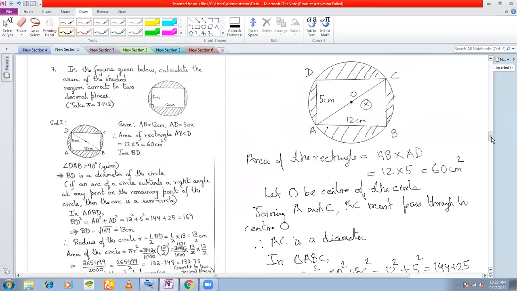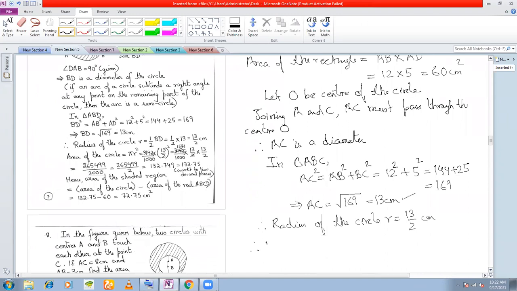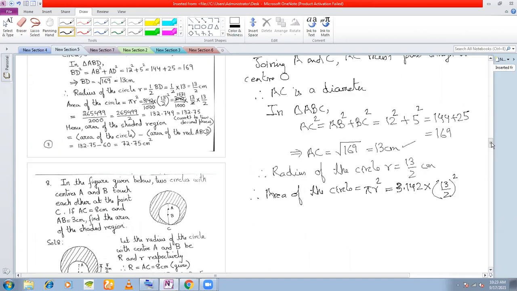Therefore, what is the area of this circle here? Area of the circle is equal to pi r square. Now, the value of pi that they have given is 3.142 into r square, 13/2 square. So now this becomes, change 3.142 to a fraction so that it is easier for us to calculate. I can write 3.142 as 3142 divided by 1000. You shift 3 places of decimal to the right. And 13/2 square can be written as 13/2 into 13/2.